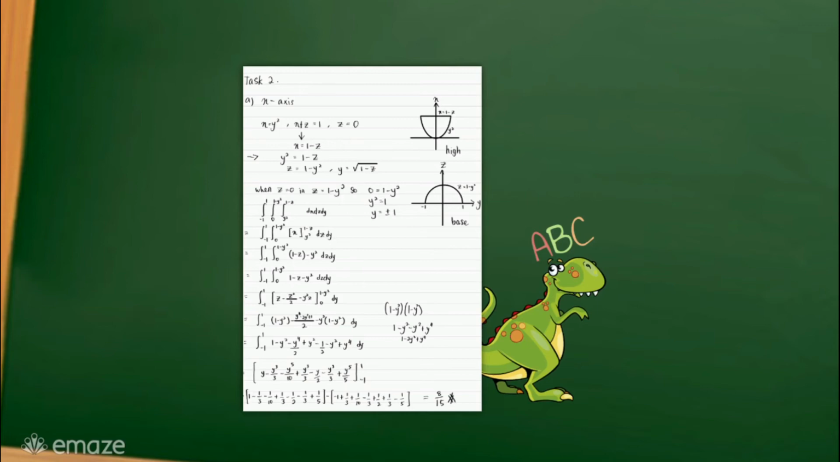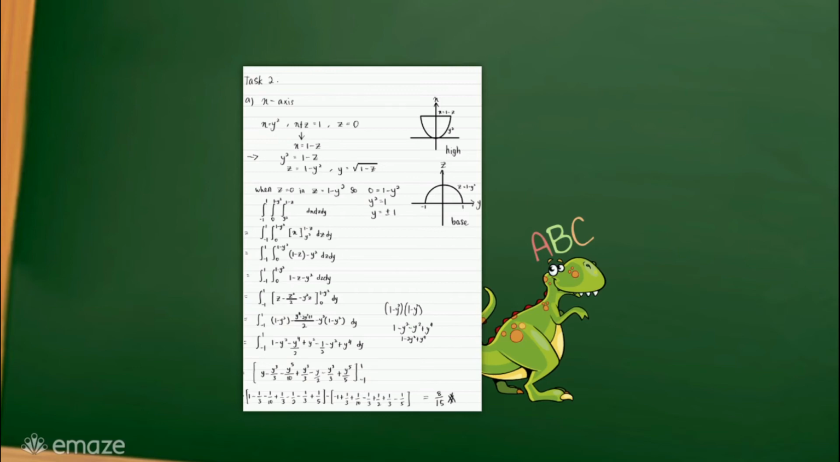z equals 1 minus y squared, so y squared equals 1 minus z, and y equals the square root of 1 minus z. So when z equals 0, z equals 1 minus y squared, so y equals plus or minus 1. That's why y has two values, which are negative 1 and positive 1.